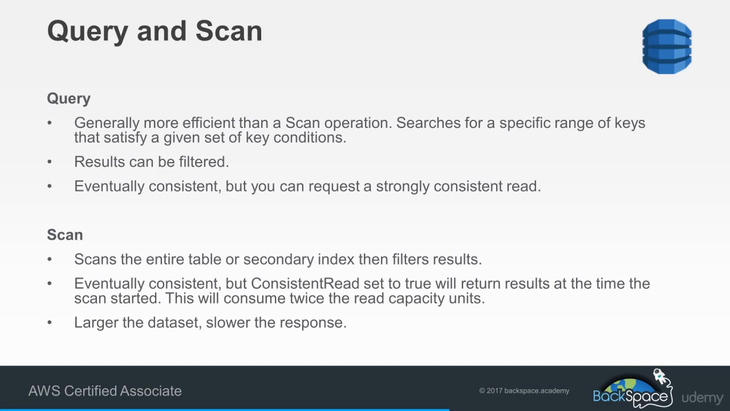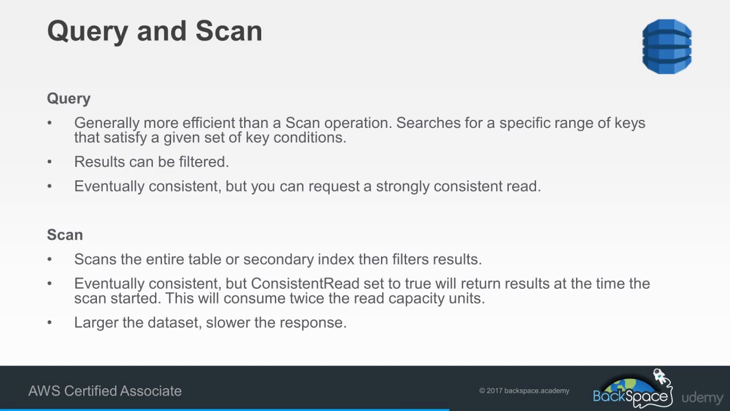So they scan the entire table or the entire secondary index and then filter the results afterwards. They don't specify a range of keys. They scan the entire table and then filter afterwards. So it's very compute intensive, so you don't want to use them too often unless you've got small databases. They're eventually consistent, but a consistent read set to true will return results at the time the scan started.